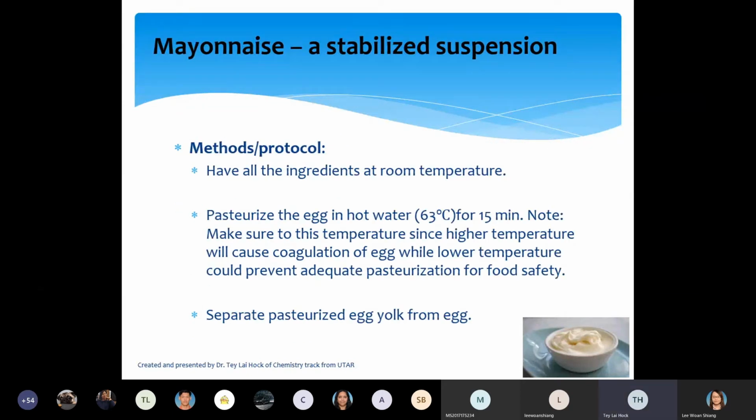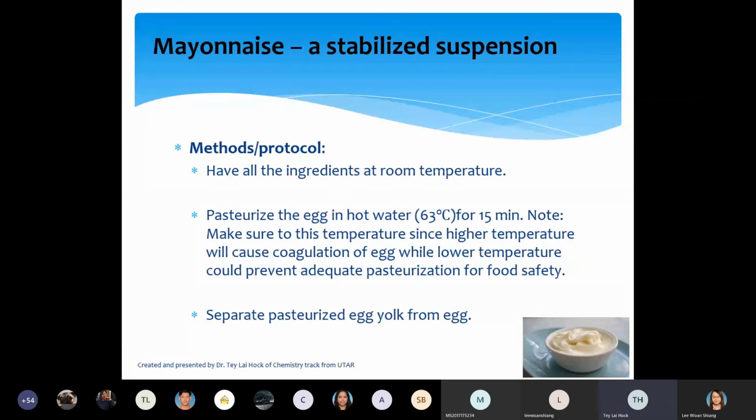Okay, the method, how we're going to perform it. First of all, the most important thing, all the ingredients have to be at room temperature. As we look at the eggs, if our egg is very cold, sometimes it will be a bit difficult to separate your egg yolk and egg white, and of course, if you try to beat it up, by introducing air into it, it will take a little bit longer. So therefore, room temperature is very important.